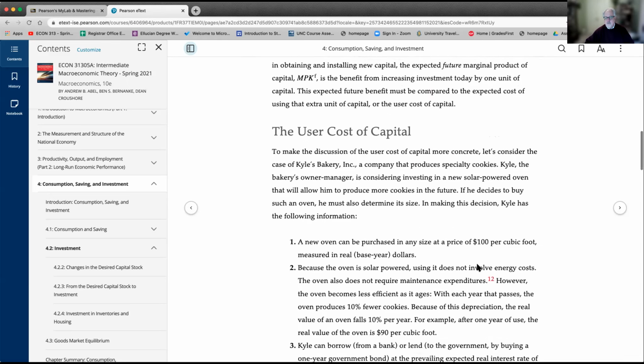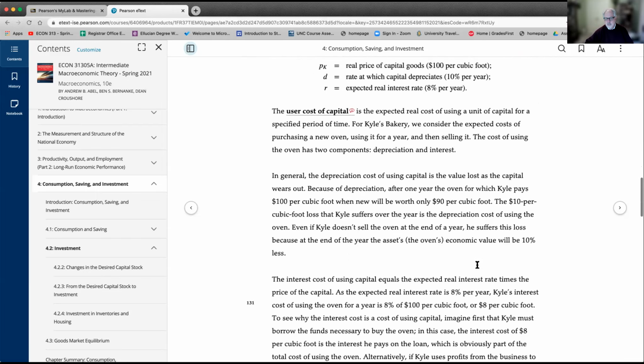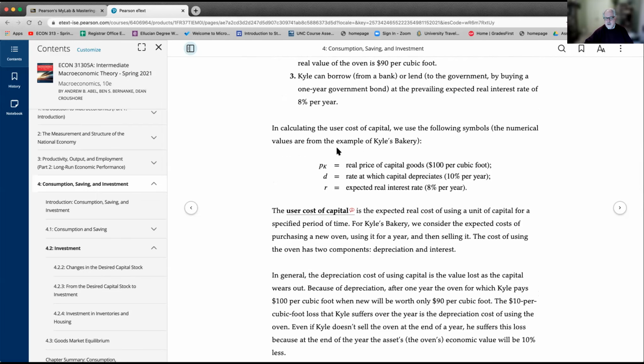Okay, and so there's a simple example in this section to talk about that. And what are the things that matter? The actual price of the capital, the rate at which it depreciates, and then the expected real interest rate. Because the assumption is that you've got to borrow money to get that new piece of capital, so you're going to have to pay interest on that borrowed money. And even if you just use cash that you've saved up as a company, using that cash means you're missing out on the interest you could have gotten by having that cash in the bank earning interest.